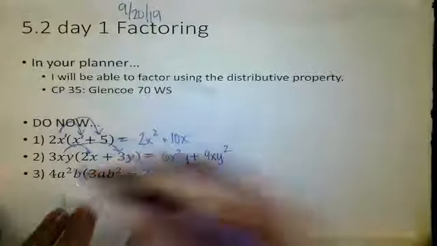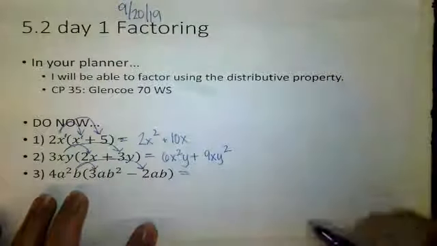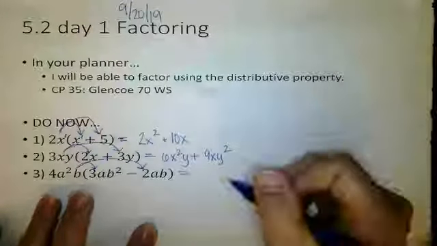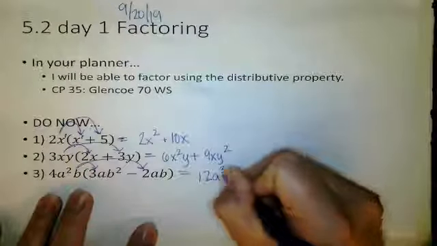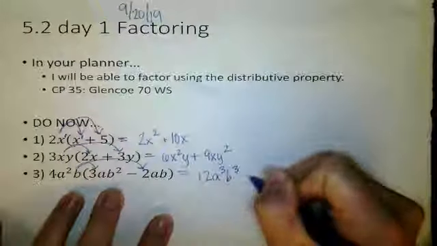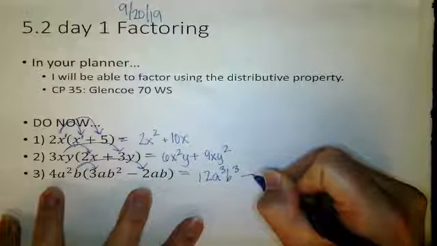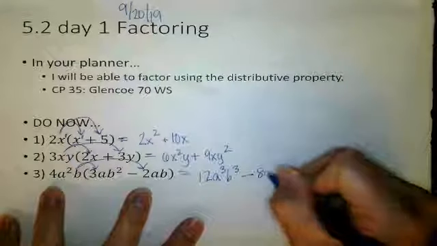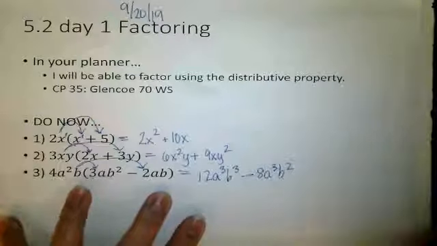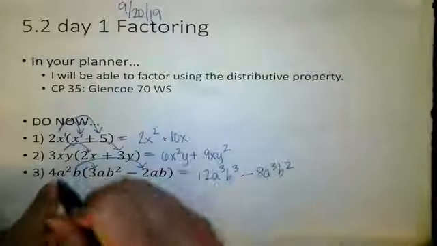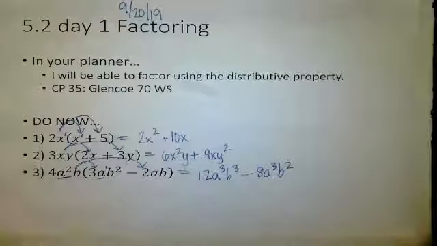And I'm going to distribute the 4a squared b. And 12. What else? A to the third and b to the third. Very good. Minus 8, a to the third, b squared. Very good. Okay. So the a cubed came from a squared times a to the first. They have the same base, so we got to add those exponents.